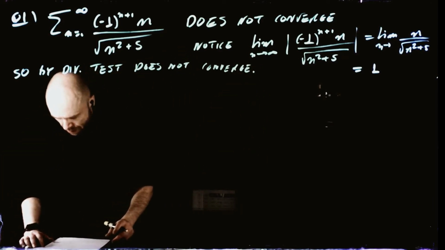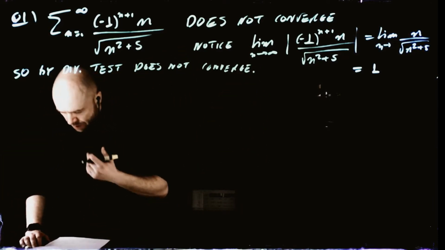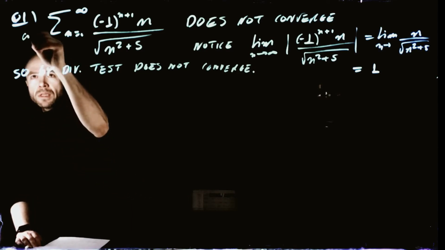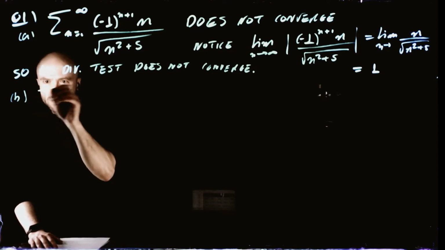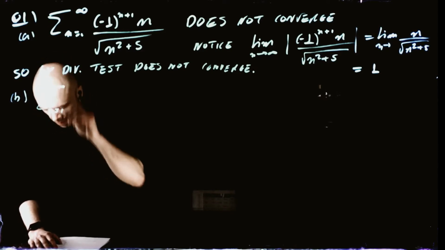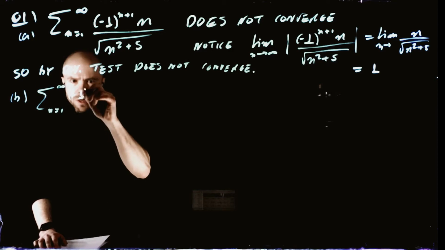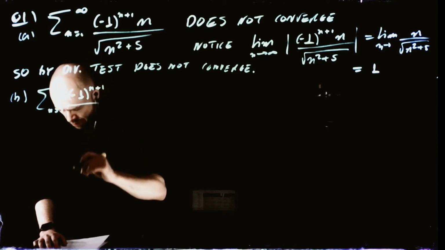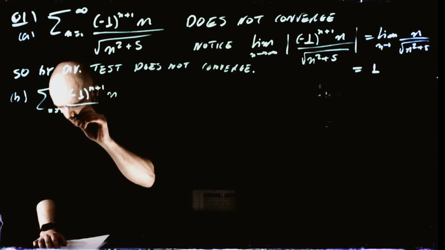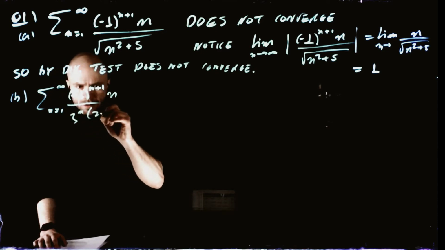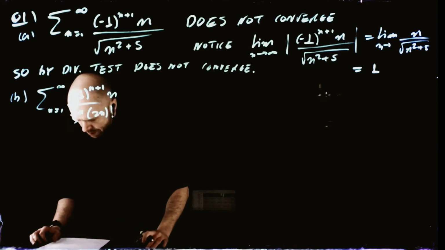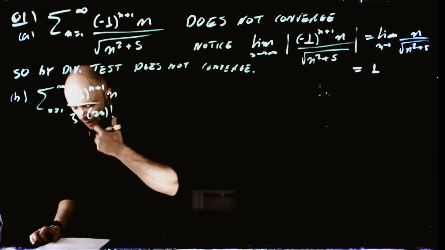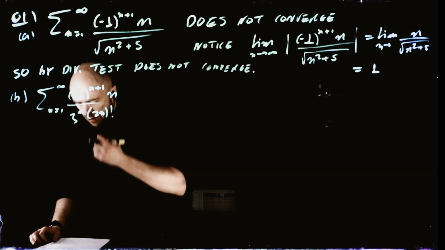So let's look at this guy. This one was A, this one was B. What about this? The sum from n equals 1 to infinity of (-1)^(n+1) over n over 3^n, n factorial. And the question is, we want to have more information. We want to know if it converges, and if you think it converges, does it converge absolutely or does it converge conditionally?